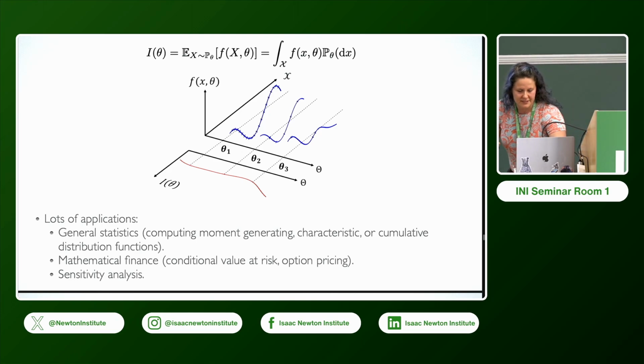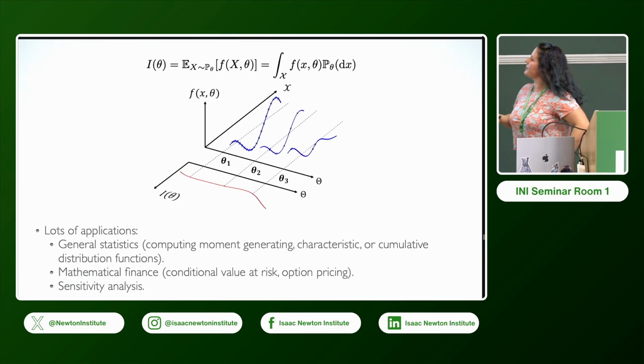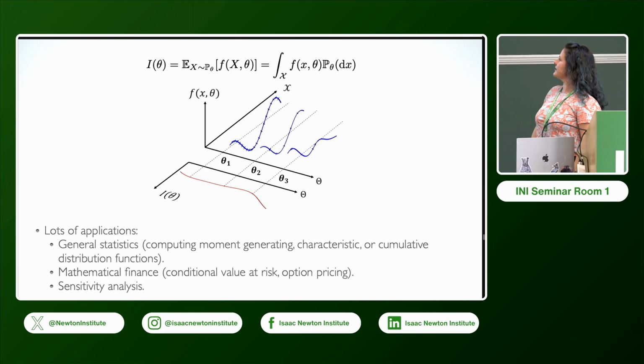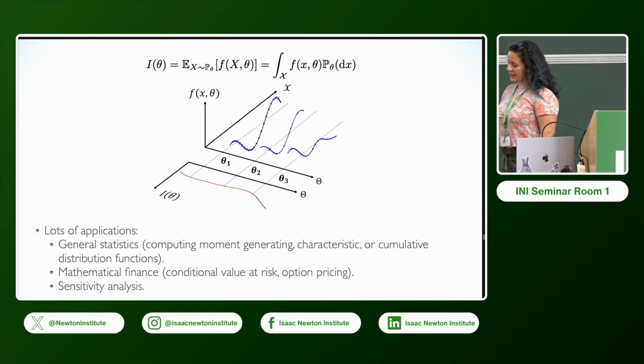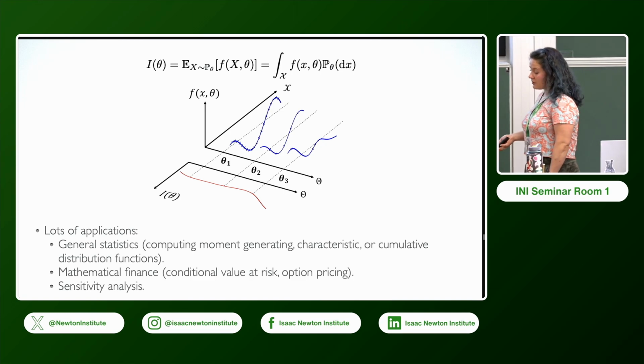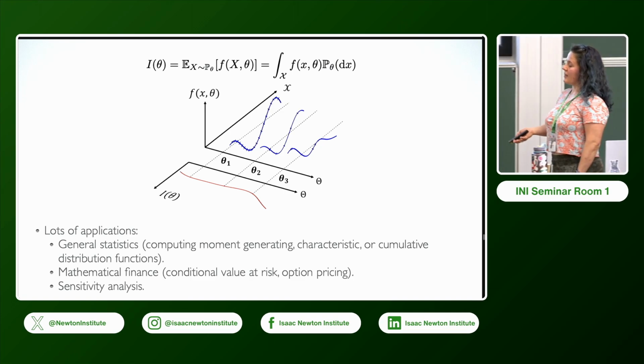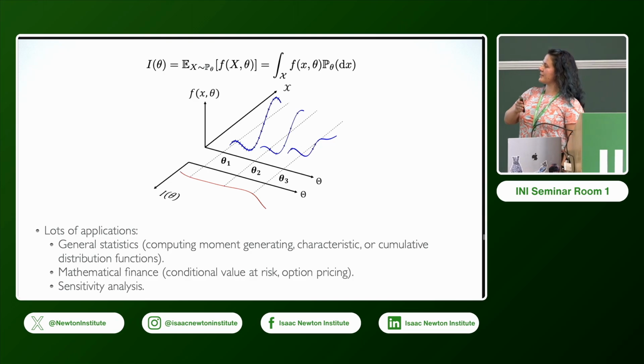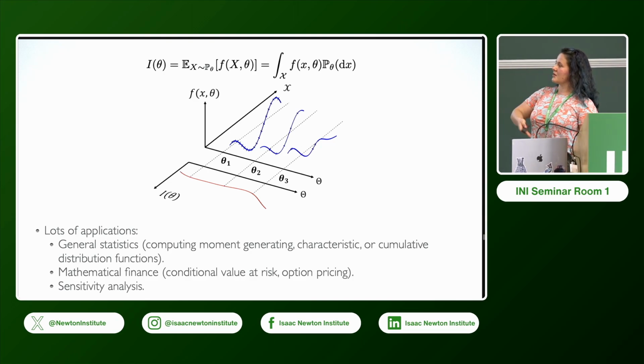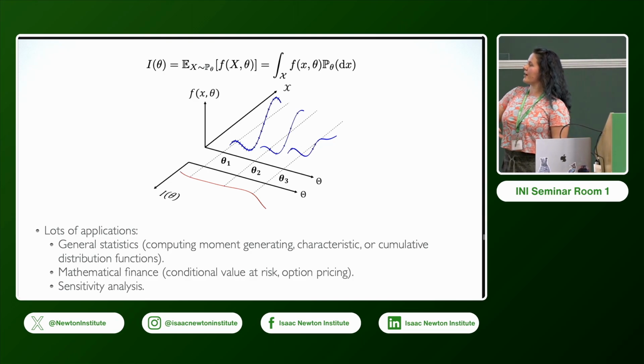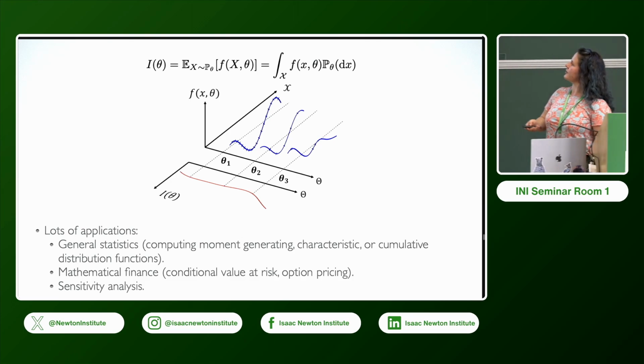This problem appears in lots of applications, from general statistics, like computing moment generating functions, characteristic functions, cumulative distribution functions. It's fairly common in mathematical finance. Example problems are conditional value at risk or option pricing. And for sensitivity analysis of any model or experiment where I am interested in how the expected outcome depends on, let's say, the prior parameters chosen for the experiment.